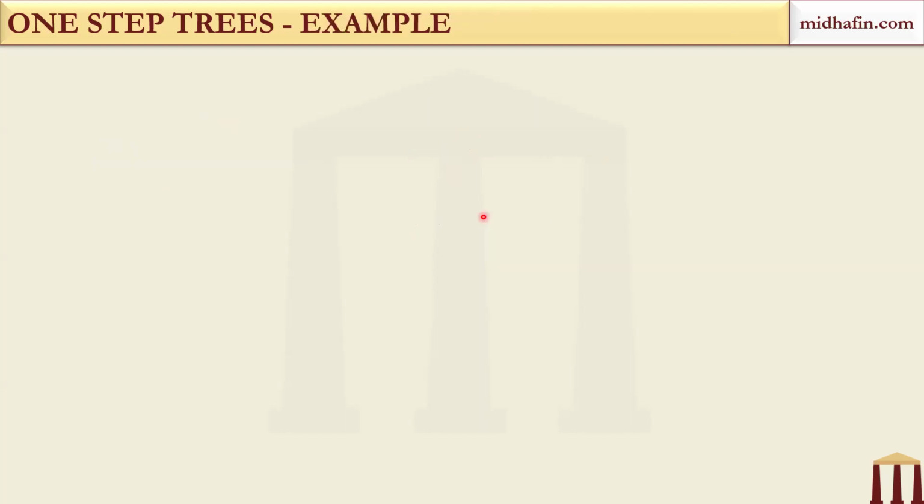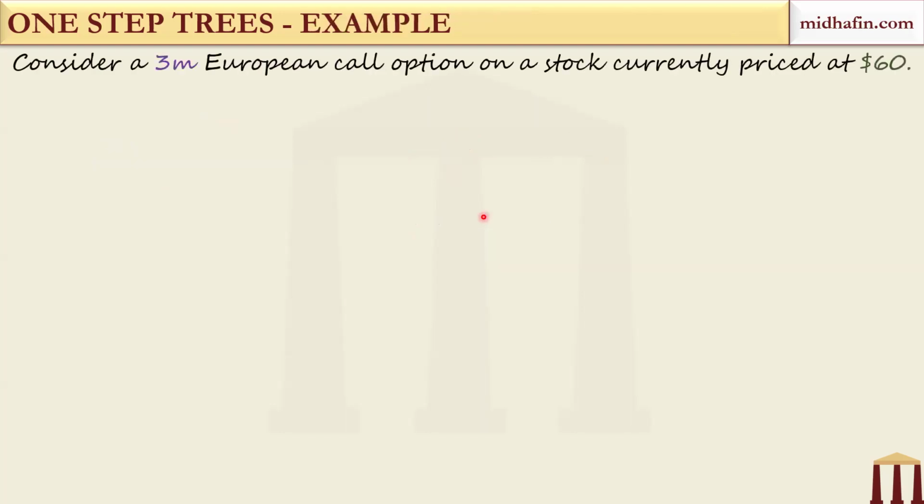So let's take an example. Consider this 3-month call option on a stock currently priced at $60. Some parameters I'll give you. Upside factor is 1.5. Downside factor is 0.9.